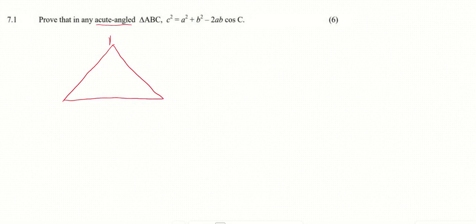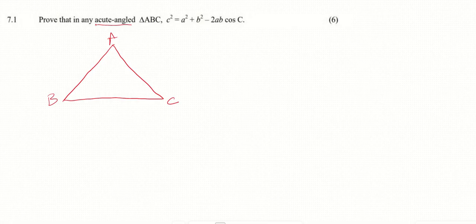The question is: prove that in any acute angled triangle ABC, c squared is equal to a squared plus b squared minus 2ab cos C. So what do we do? Let's have the triangle. I have the triangle A, B, C.